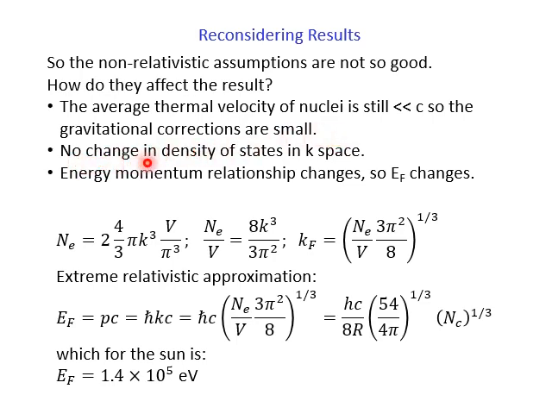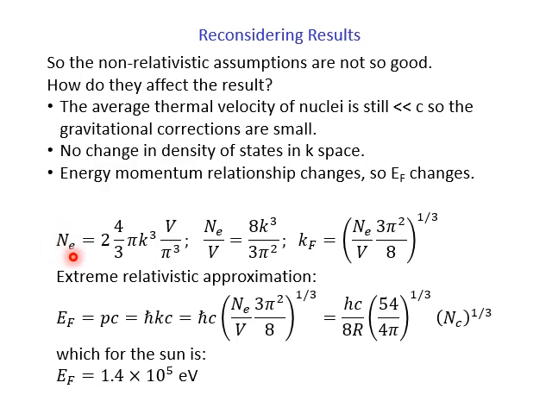There was nothing in the density of states where we assumed that it was relativistic or non-relativistic. And it turns out that the de Broglie relationship, which makes the wave vector proportional to 1 over the wavelength, still holds even in relativity. But the energy-momentum relationship changes. And because of that, the Fermi energy is going to change.